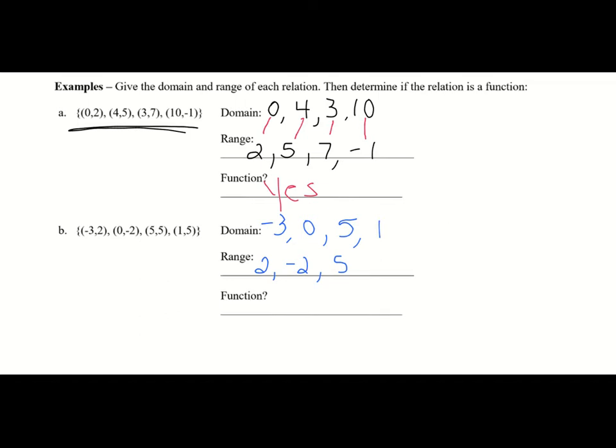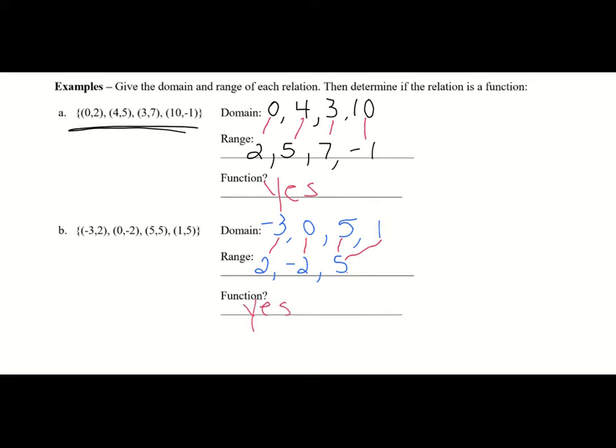All right, now to see if it's a function, let's look at our domains. -3 corresponds to 2, 0 corresponds to -2, 5 corresponds to 5, and 1 corresponds to 5. So is it a function, yes or no? Remember, our definition of a function says that each first component corresponds to exactly one second component, or one y. So each x has exactly one y. If we look here, each of my x values goes to exactly one y value. It just so happens that 5 and 1 both go to the same number, but that's okay. So yes, this is a function.